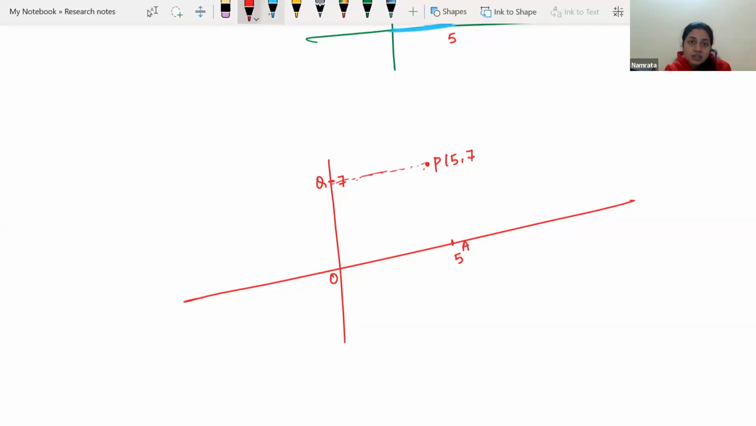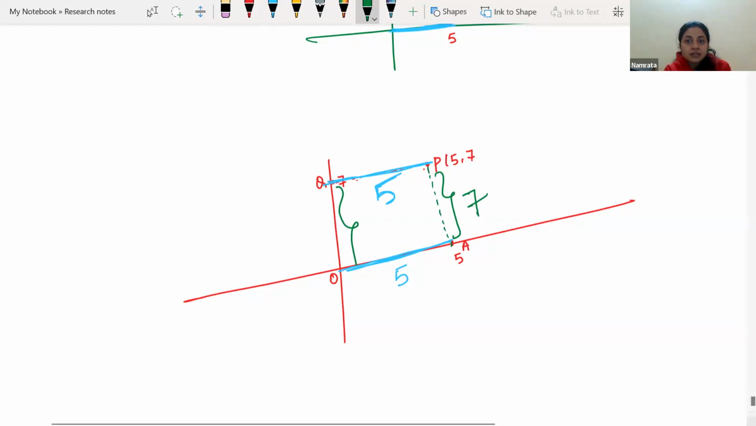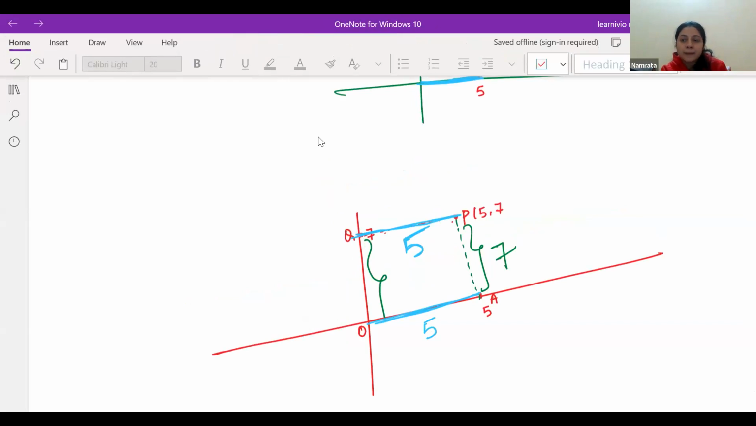Can you see that PQ is nothing but the same as OA, and what is OA? 5. So PQ will also be 5. Can I say? Are you getting it? What is the perpendicular distance of point P when we drop a perpendicular on the x-axis? So on the x-axis, when you drop the perpendicular, this is nothing but the y-coordinate, that is 7. Is it clear to everyone? Let's move ahead.